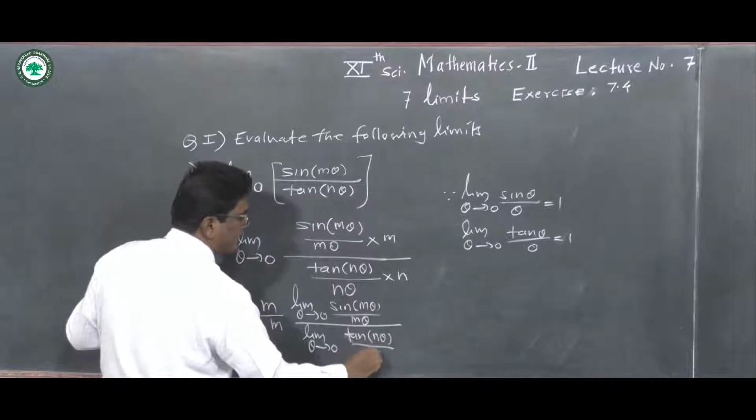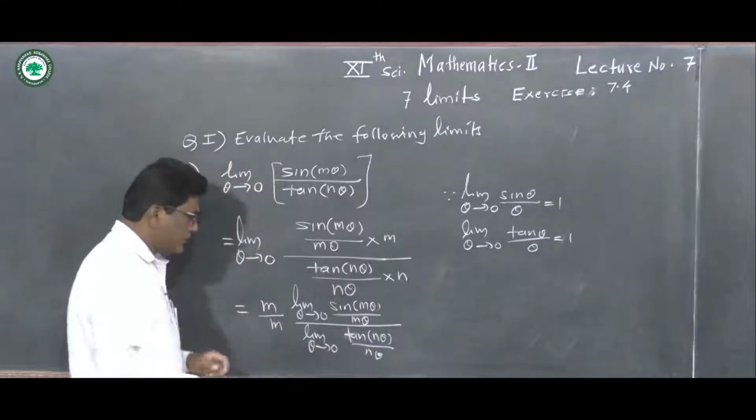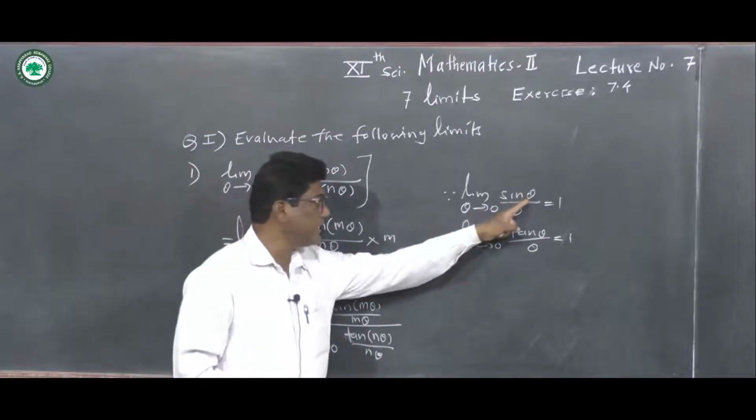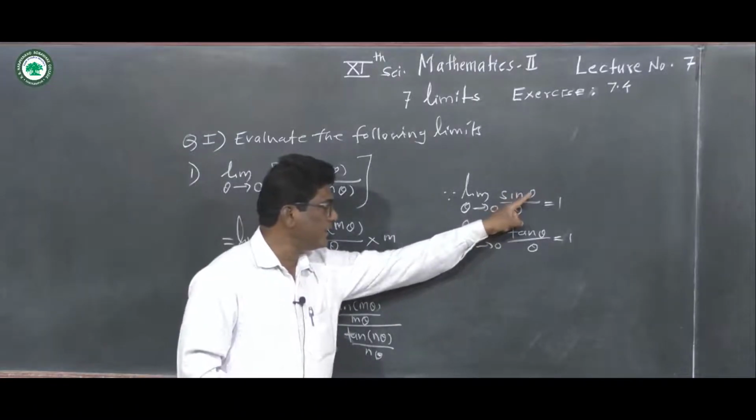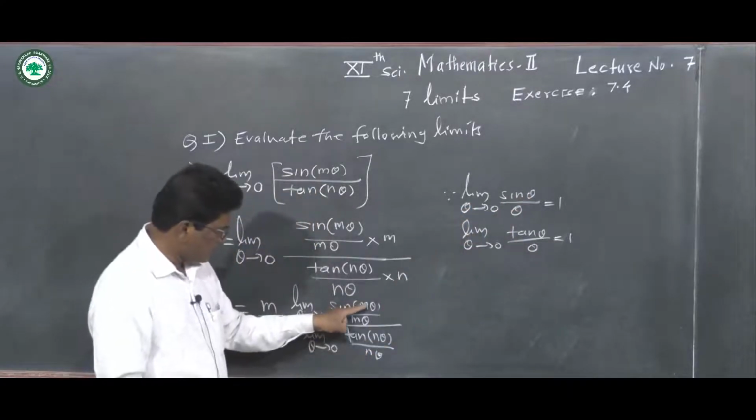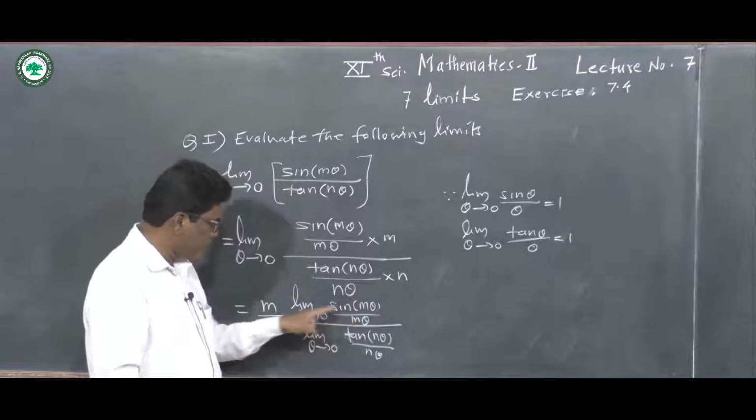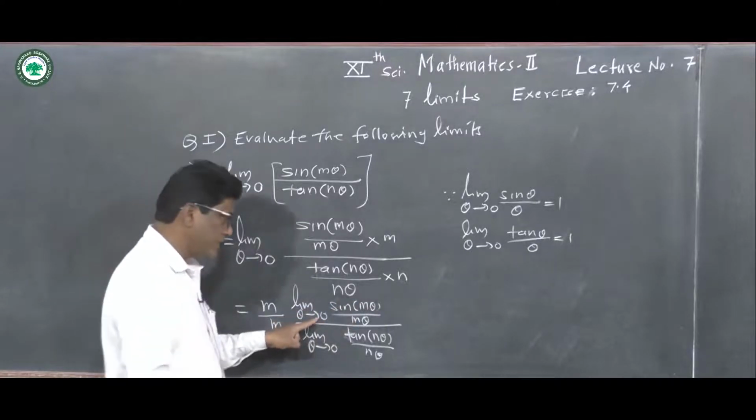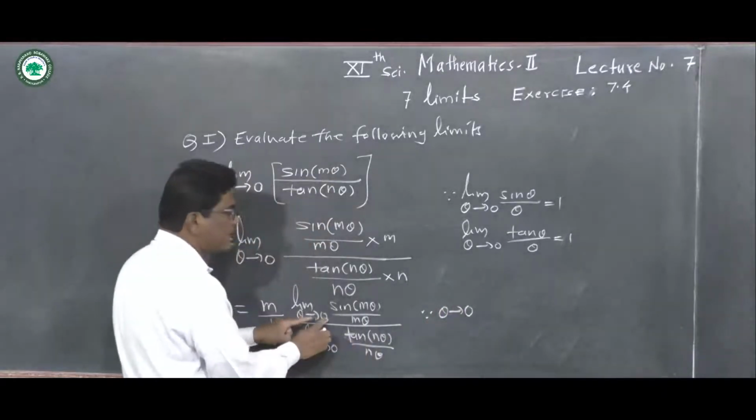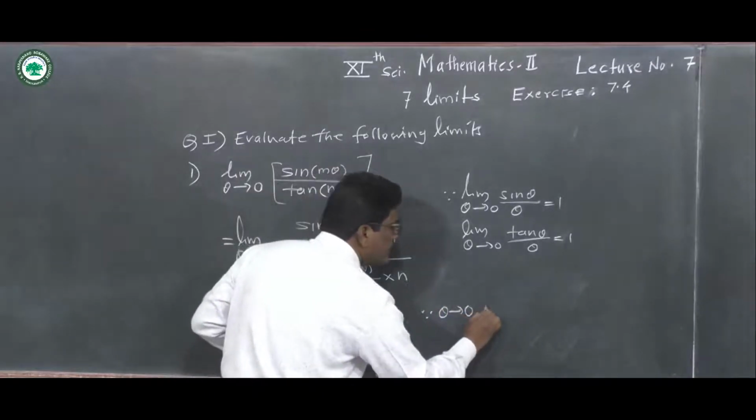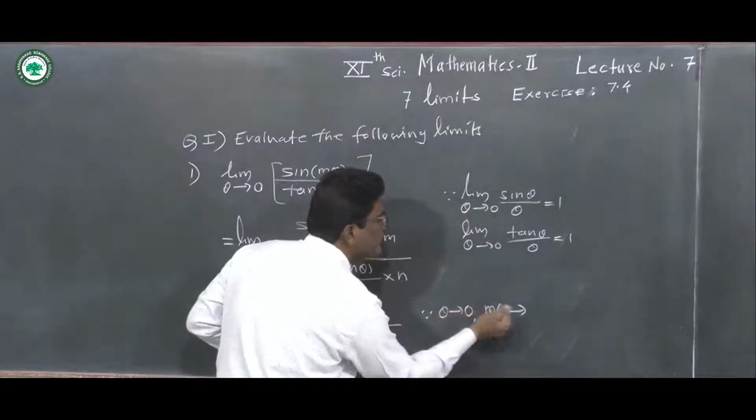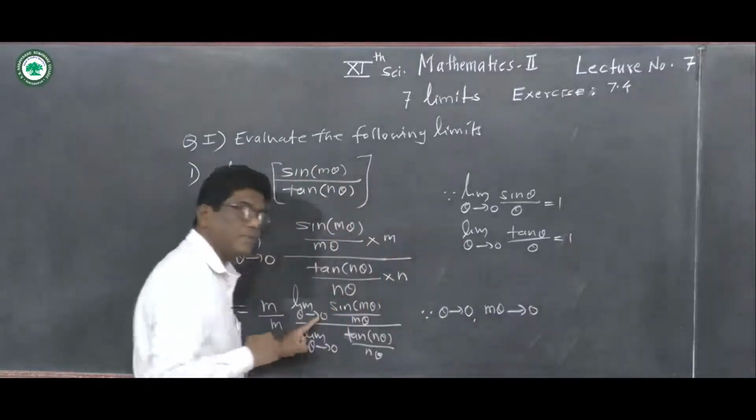divided by n theta. Okay, now the value of this using this formula is 1, but in the formula it is sine theta divided by theta, theta tends to 0. In this problem here it is sine of m theta upon m theta, but here theta tends to 0. So here we have to write, since theta tends to 0, ultimately m theta also tends to 0. If we put theta as 0, m into 0 is 0. So m theta tends to 0.